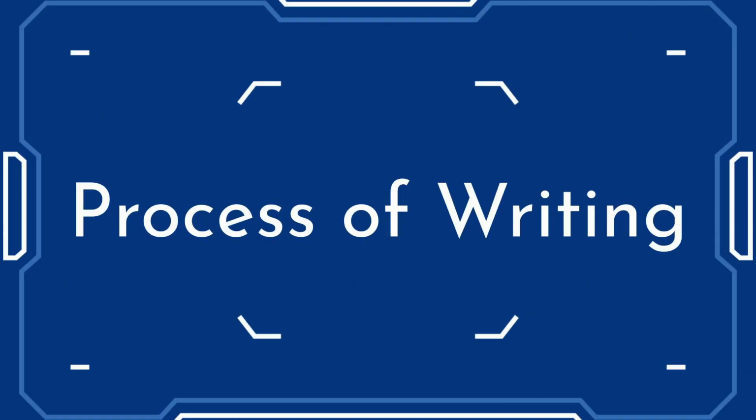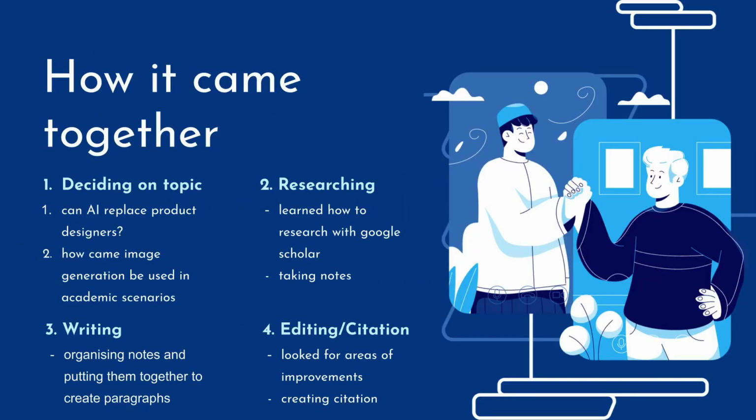And then in the process of writing, how it all came together. So the first step I had was deciding on a topic, right? And at the start, I wanted to do something about whether or not AI can replace product designers, because I'm actually quite passionate about becoming one, and I was curious whether or not I'd be replaced.